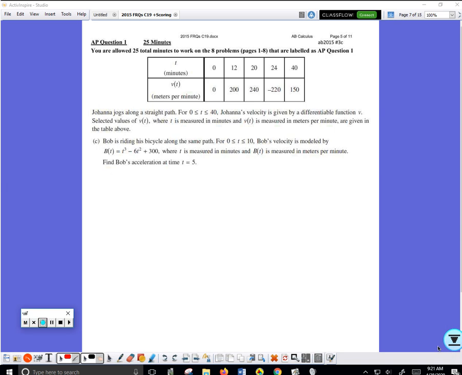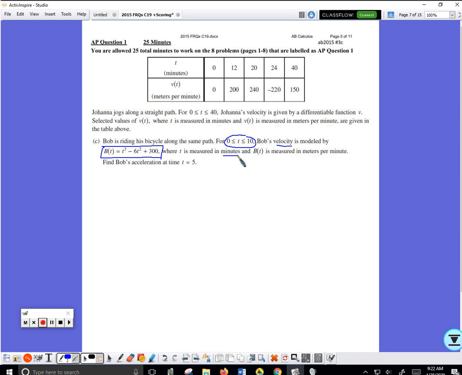Okay, it says Bob is riding his bicycle along the same path. Always be careful with the time periods here. From 0 to 10, so a different time period, Bob's velocity is modeled by this formula. So that's Bob's velocity.